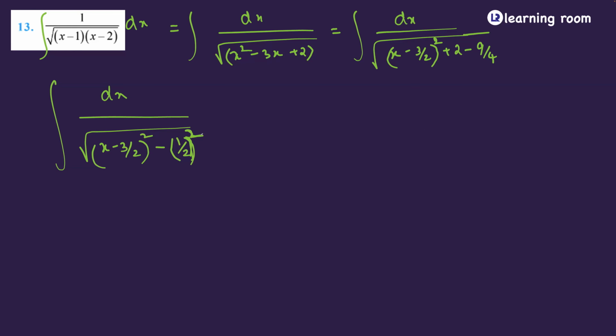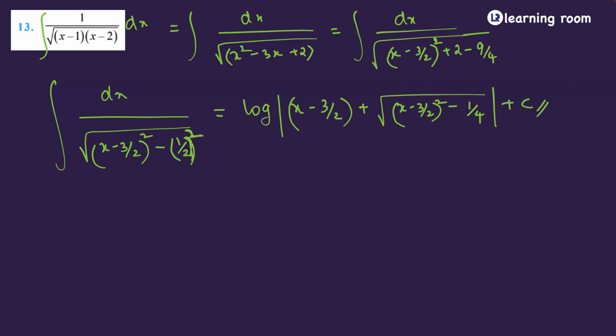So 1 by root of x square minus a square is log of x minus... log of x minus 3 by 2. So x minus 3 by 2 plus root of x minus 3 by 2 the whole square minus 1 by 4, plus c. Right?